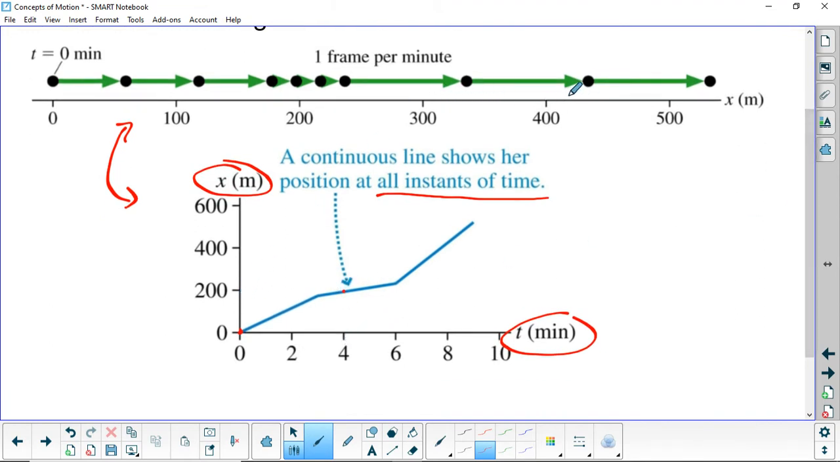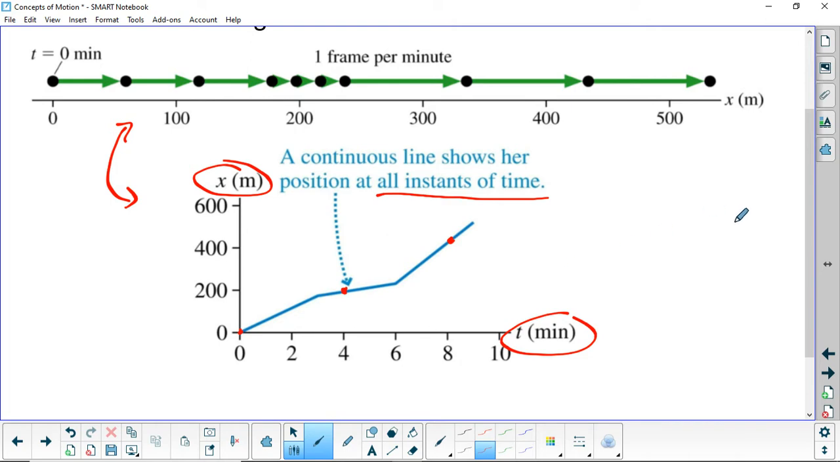And then if we keep going, maybe we're at 1, 2, 3, 4, 5, 6, 7, 8 minutes. I go out to 8 minutes. We should be somewhere close to, I don't know, 450 meters. Looks like that's where we're at. And that's what these are. These are the dots of that motion diagram at the correct spot. And then it's filling in all the gaps so we know where we're at all the time.